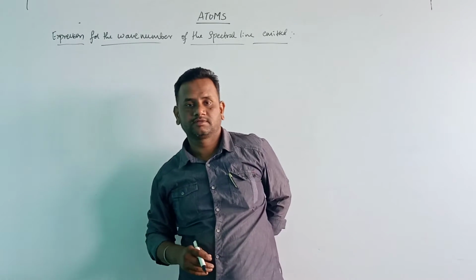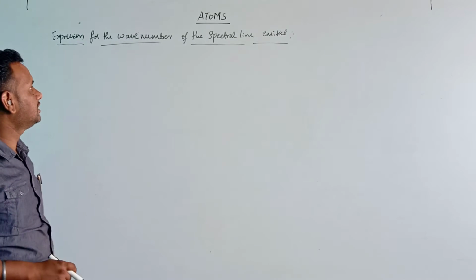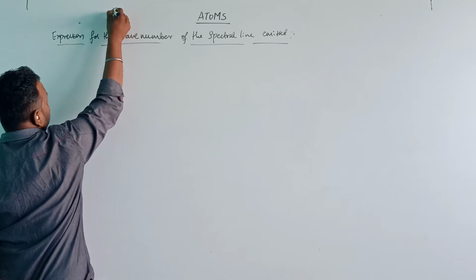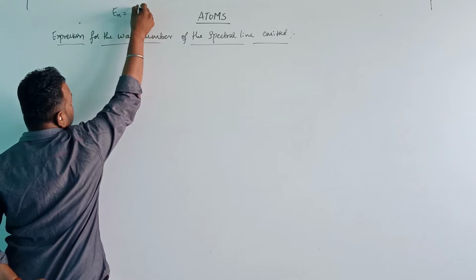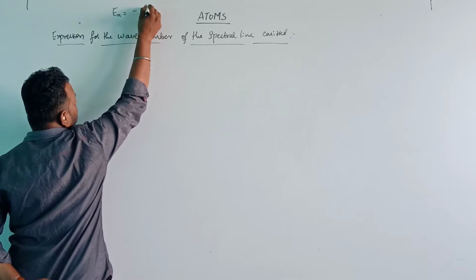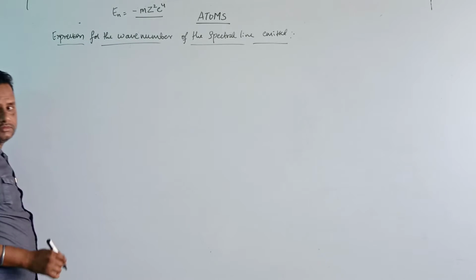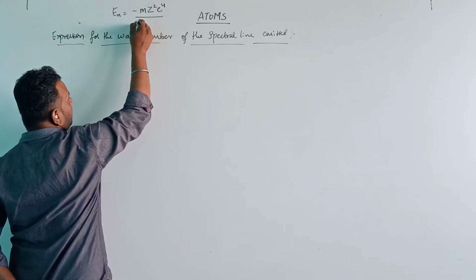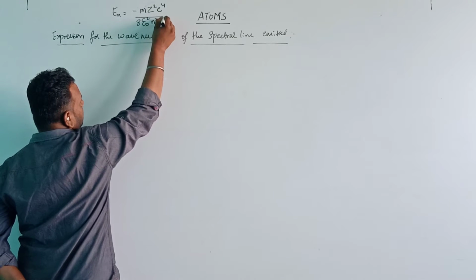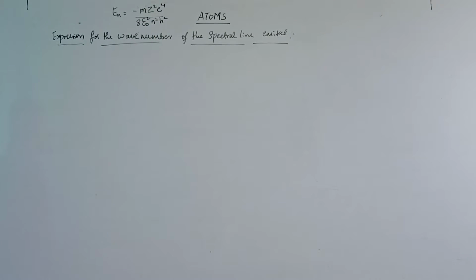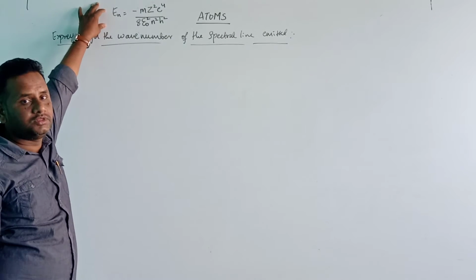In the previous class we discussed the total energy of the electron in the nth orbit. So we have got an expression that En is equal to minus m Z square e to the power of 4 divided by 8 epsilon naught square n square h square. This expression we have got. Okay, this is the total energy of the electron in the nth orbit.